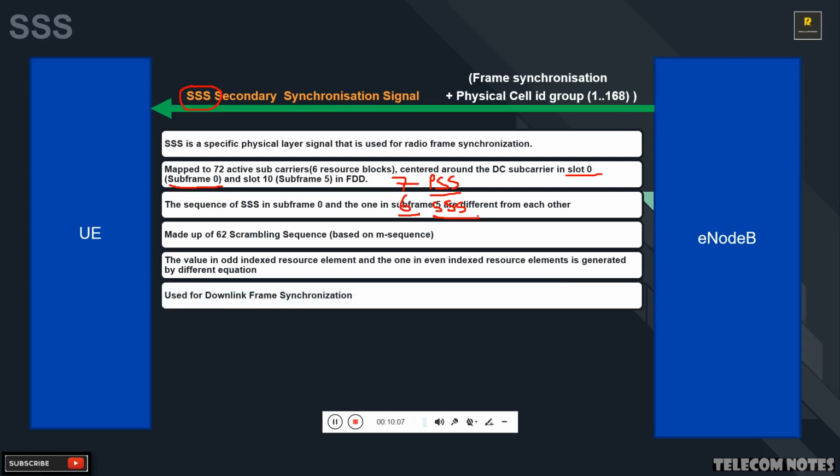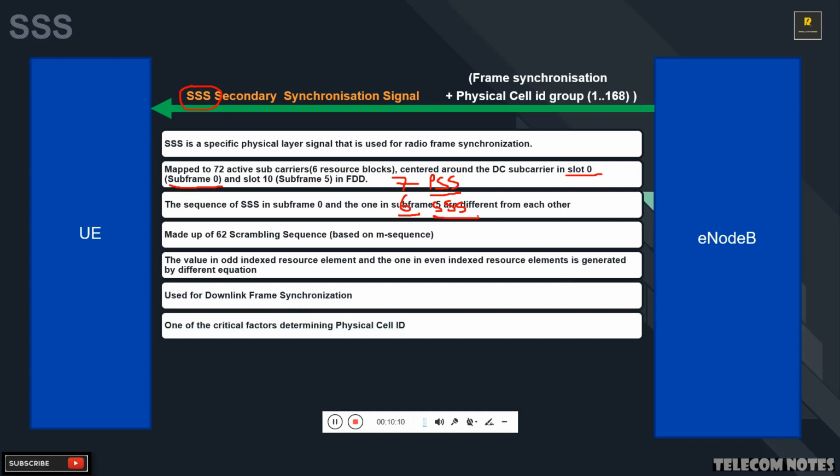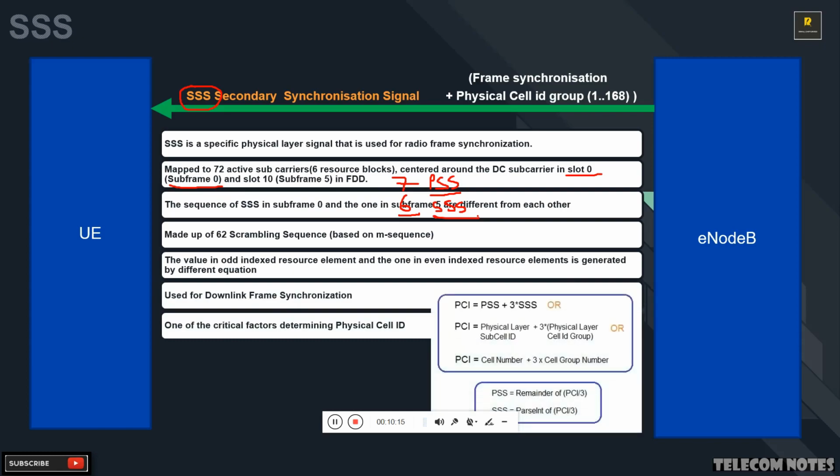Used for downlink frame synchronization. One of the critical factors determining the PCI. Here you can have a look that PCI, physical cell ID, is the combination of PSS and 3 times SSS. That is primary synchronization signal plus 3 multiplied by secondary synchronization signal. So we are having the PCI from 0 to 503.